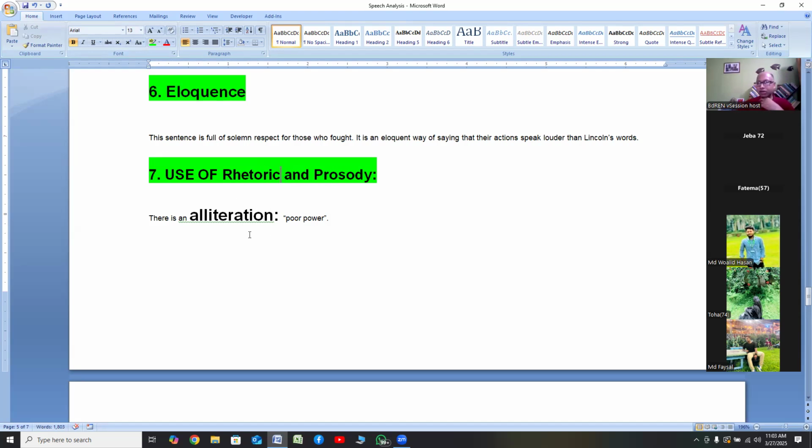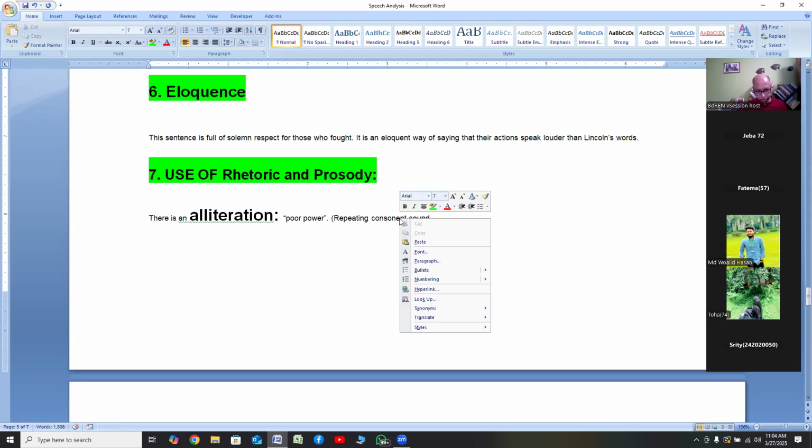Abraham Lincoln uses alliteration. Alliteration means repetition of consonant sound. You will find these repeating consonant sounds in here to make the speech more rhythmic, melodious.